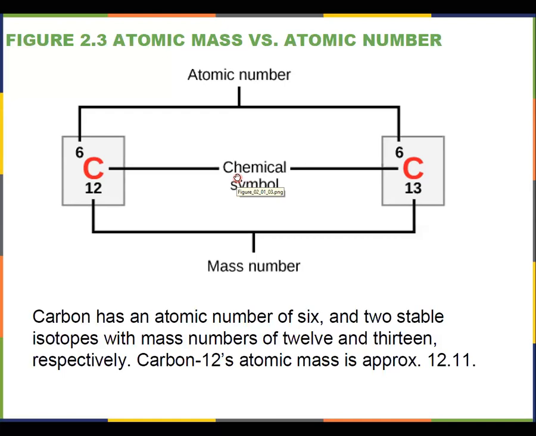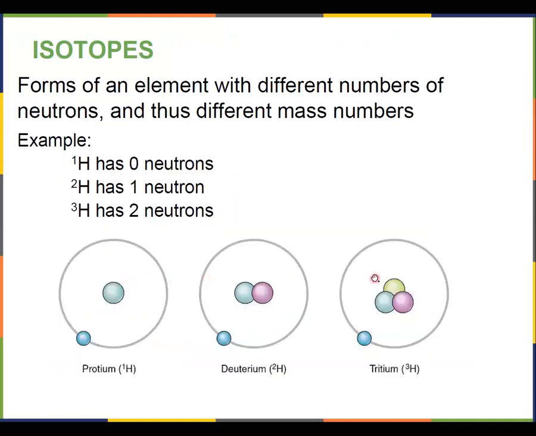Iso means same, topos is the form, same form. So here are the three isotopes of hydrogen. The traditional normal hydrogen, also known as protium, has one proton and one electron. But now you have one extra neutron, so the mass is 2. This is deuterium. This is also hydrogen, okay? Tritium is another kind of hydrogen. It has 2 neutrons and 1 proton. So all these three are hydrogen isotopes. This is the heaviest, this is heavier, and this is the normal light hydrogen.